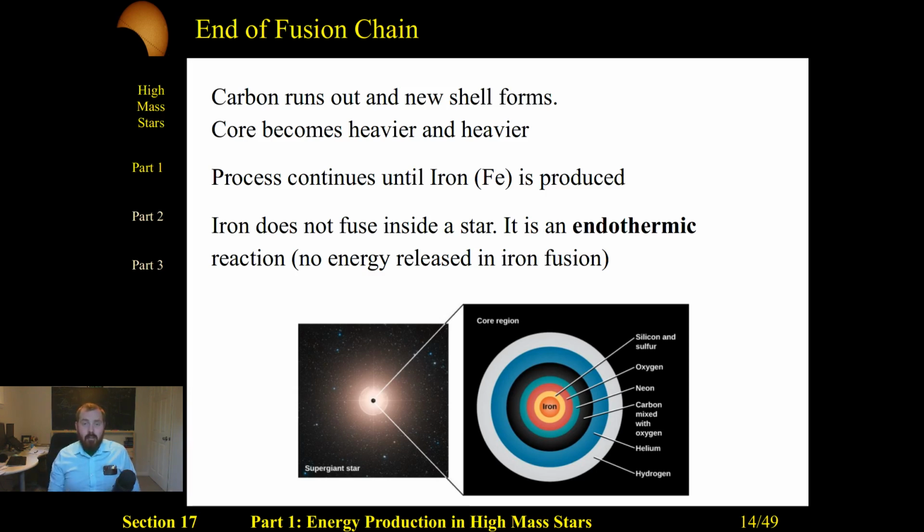Iron's the cutoff. Iron becomes an endothermic reaction. For me to get iron to fuse with something and make a heavier element, I need to put more energy in than that reaction pushes out. And that's the end of the chain there.